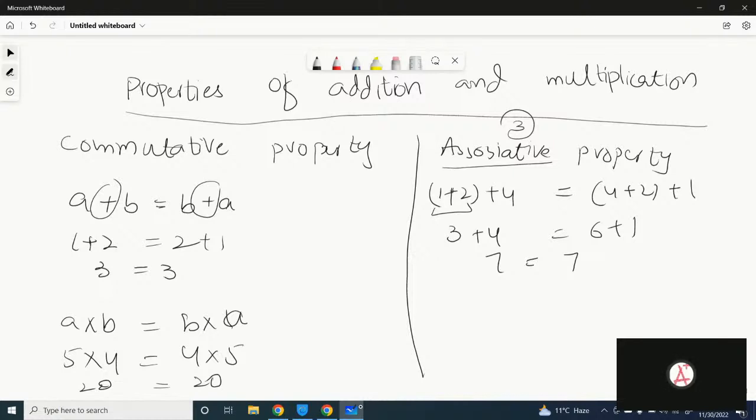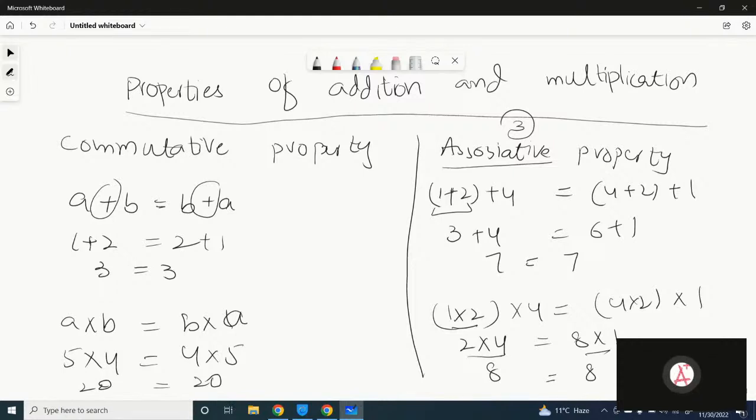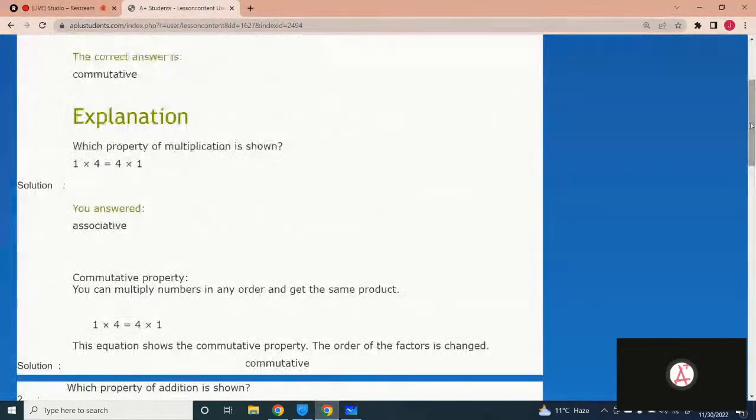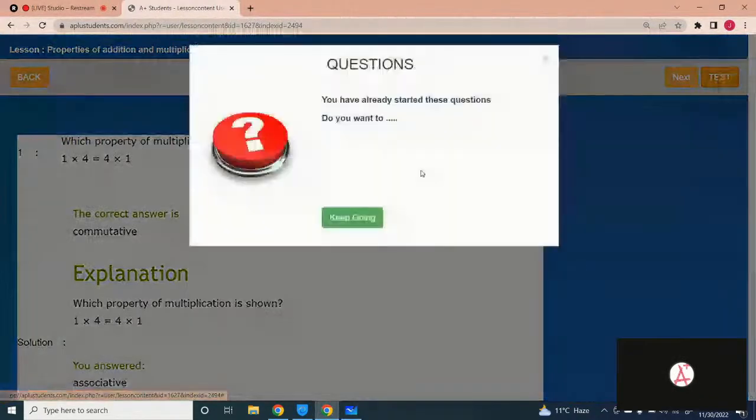You can check for multiplication also. Either you can do 1 times 2 first, or you can do 4 times 2 first. In both cases the answer is exactly the same. 4 times 2 is 8 and 8 times 1 is 8. Got it? That means the order of the numbers doesn't matter in case of addition and in case of multiplication. Got it? Yes, we are all in grade 7. That is the grade 7 session. Okay, let's start with the test questions.